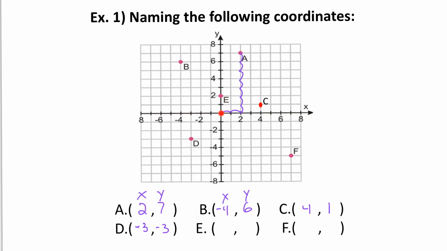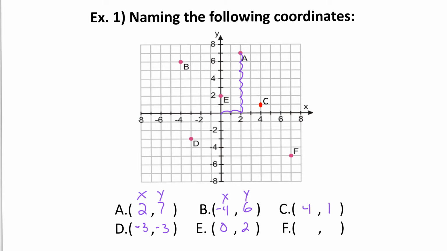So when you don't have to move on the x-axis, that's going to be a 0. 0 tells you not to move left or right. Or even on the y-axis, if the y coordinate is 0, you don't go up, you don't go down. So E is at 0, and I have to count how many I go up. 1, 2. So 2 up. So 0, 2 is point E.